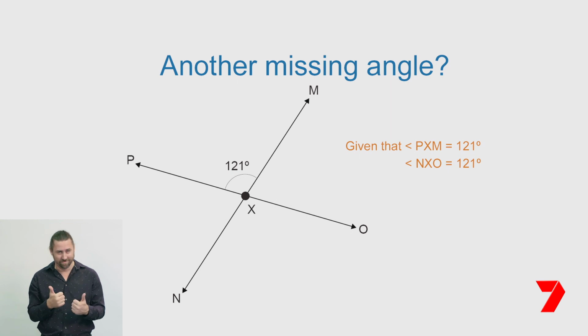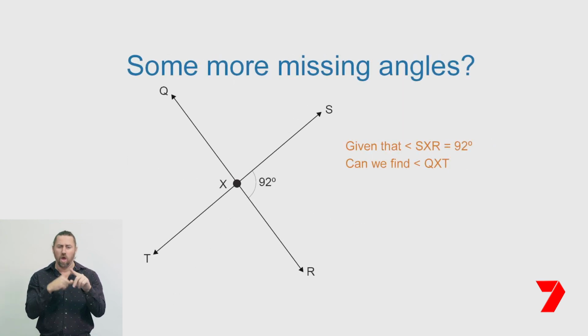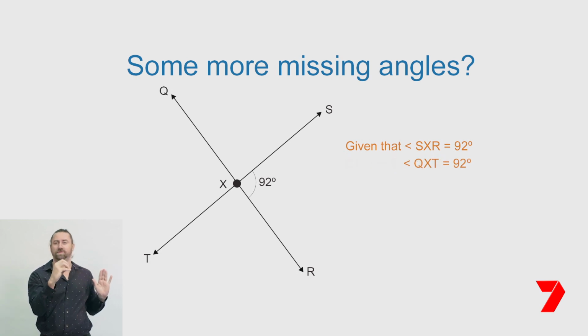Shall we try one a little bit harder? Can you find angle QXT? How did you go? Could you see that angle QXT was vertically opposite to angle SXR. We were told in the question that angle SXR was 92 degrees. So that means angle QXT also has to be 92 degrees.